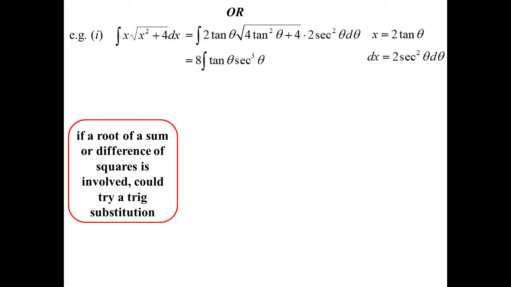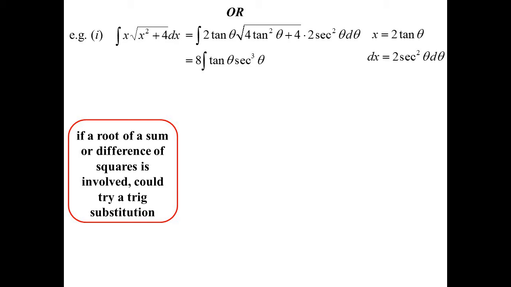So subbing all that in, the x is 2 tan theta. The square root, as I just said, would be the square root of 4 tan squared plus 4. But 4 tan squared plus 4 is the same as 4 sec squared. And the square root of 4 sec squared would become 2 sec. But then the derivative is 2 sec squared theta. So tidying all that up, I'll get 2 times 2 times 2, which is 8. We've got the tan theta, but we'd have sec theta times sec squared, which is sec cubed theta.